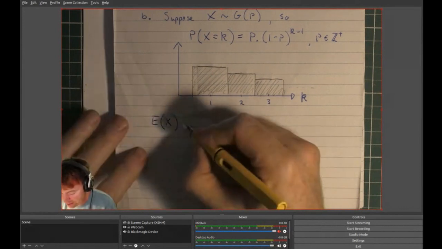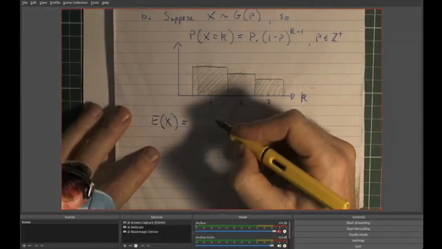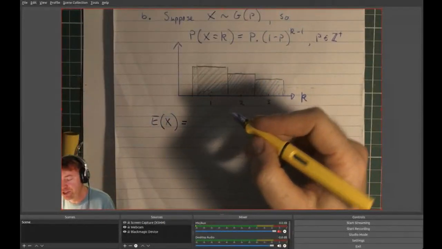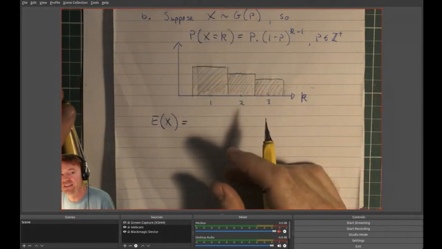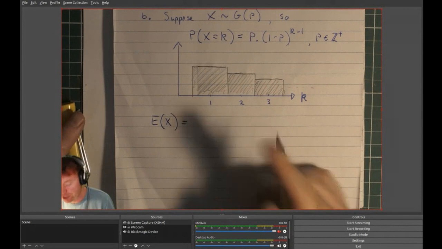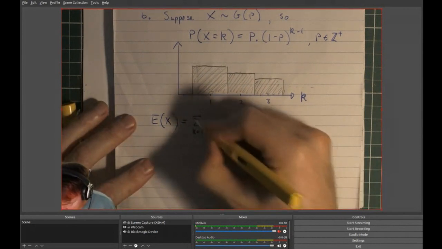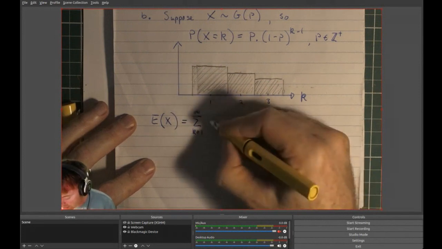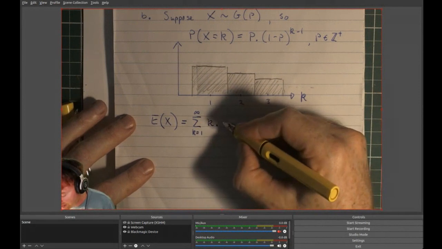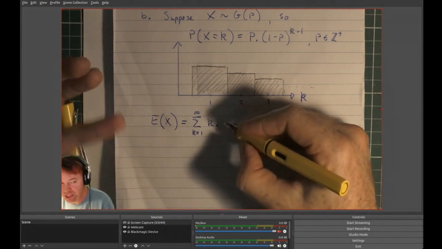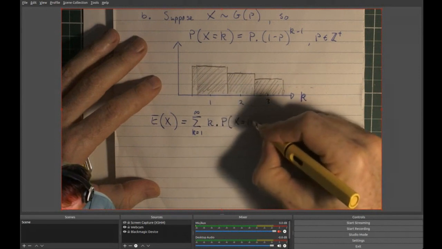Expected value of X is a bit like the average, but it's not the average in the sense where you take all the possible values of X and divide by the number of values. It's the average in the sense of weighted average. You take all the possible values that X can take, which is k equals 1 to infinity, and you don't take their average, you take the probability with which that value could occur. So that would be the probability that X is equal to k.